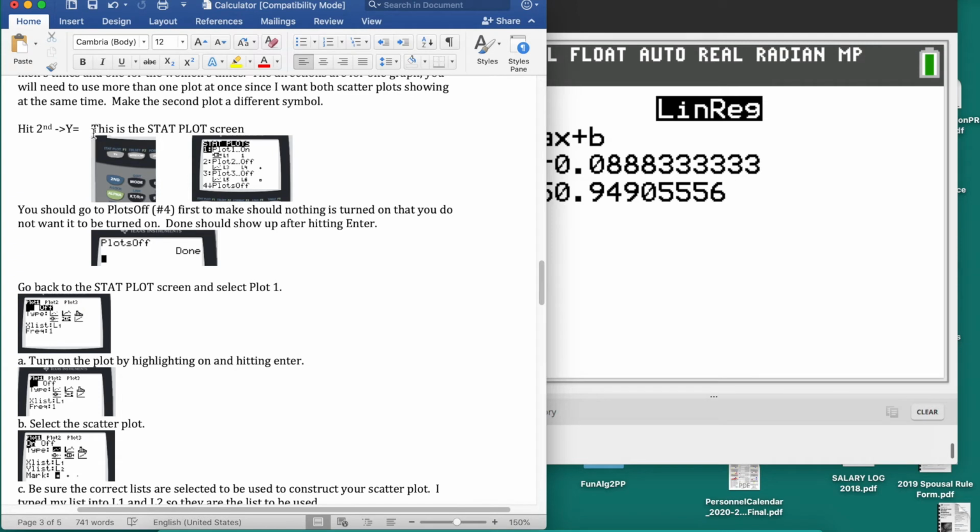Now, the next part of the packet after you get to equations is explaining how to call up your scatter plots. So you can follow along with these notes. I do want to have both scatter plots turned on at the same time. One for the men, one for the females.